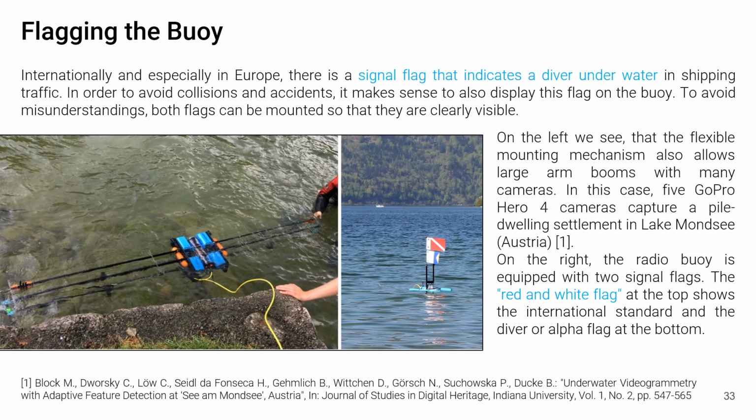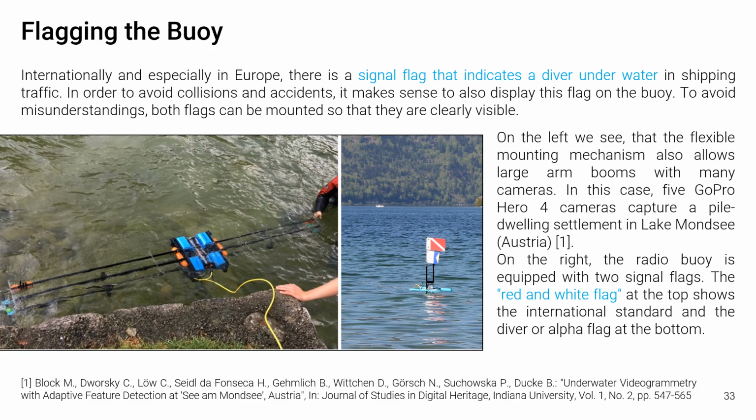Internationally and especially in Europe, there is a signal flag that indicates a diver underwater in shipping traffic. In order to avoid collisions and accidents, it makes sense to also display this flag on the buoy. To avoid misunderstandings, both flags can be mounted so that they are clearly visible.